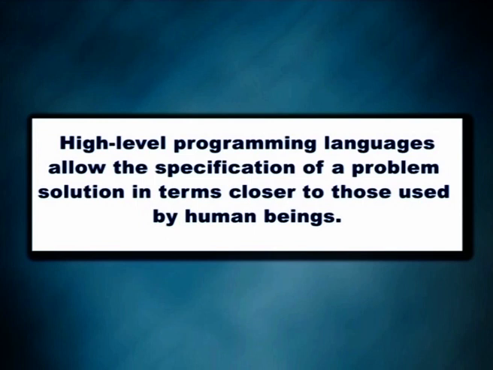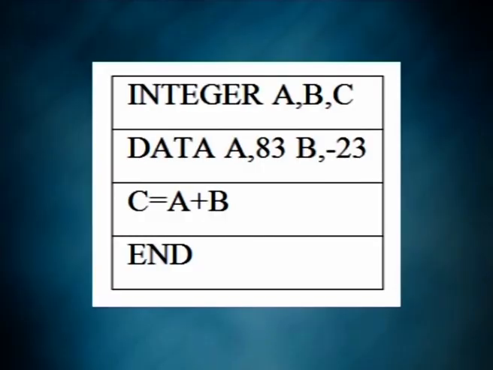High level programming languages allow the specification of a problem solution in terms closer to those used by the human beings. One of the first of these languages was Fortran, where we can see a Fortran program from the table written for adding 2 numbers, which is obviously much more readable, quicker to write and less error prone than the assembly code. The computer does not understand these high level languages directly, and hence they have to be processed by passing them through a program called a compiler, which translates these languages into internal machine language before these languages can be executed.